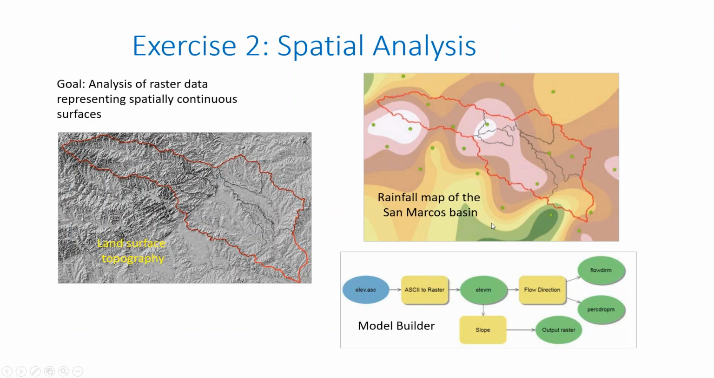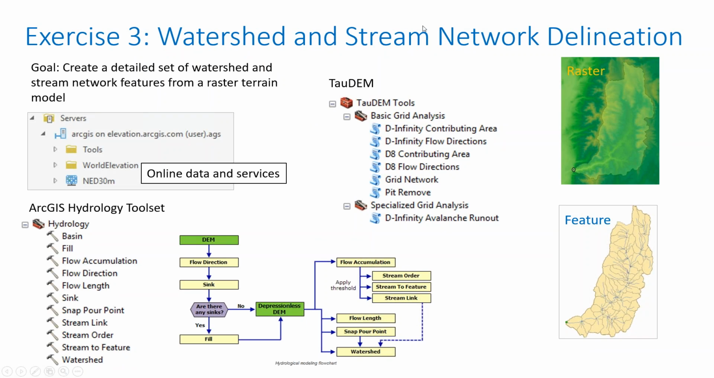The second exercise will be looking at rainfall data over a watershed from point rain gauges, and then looking at different ways to interpolate and estimate watershed average rainfall. That also gets us into the capabilities of using the ModelBuilder components within ArcGIS to automate some of that. It's really a visual type of programming. Then we'll get into watershed and stream network delineation, creating a detailed set of watershed and stream network features from a raster terrain model.